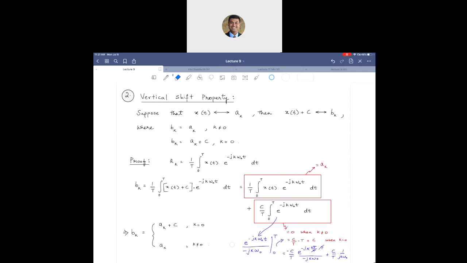Let me erase this now that you know how to do this. So combining these, you can say that b sub k is going to be a sub k plus c when k is 0, and when k is not equal to 0, the new coefficients will be the same as the old coefficients. So when you do a vertical shift, you only impact the DC value. You only impact a sub 0.